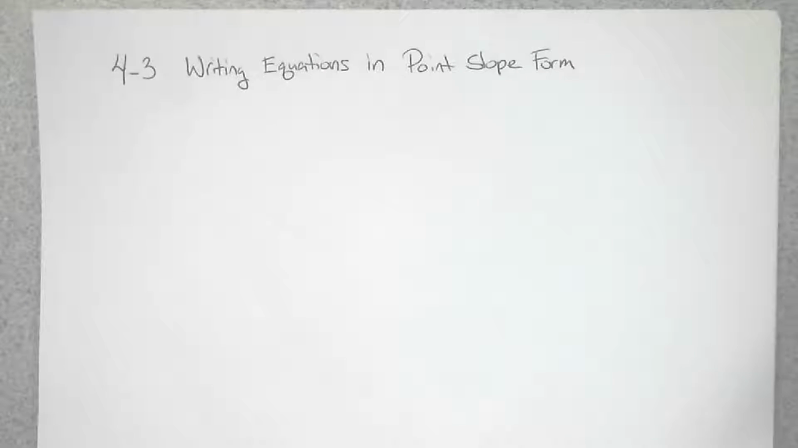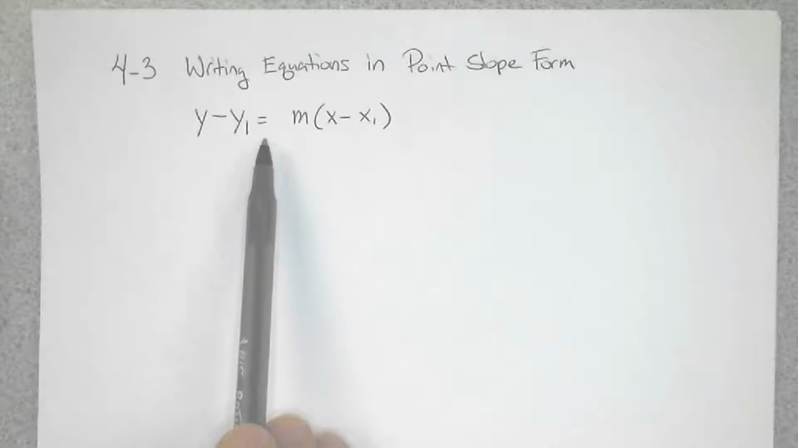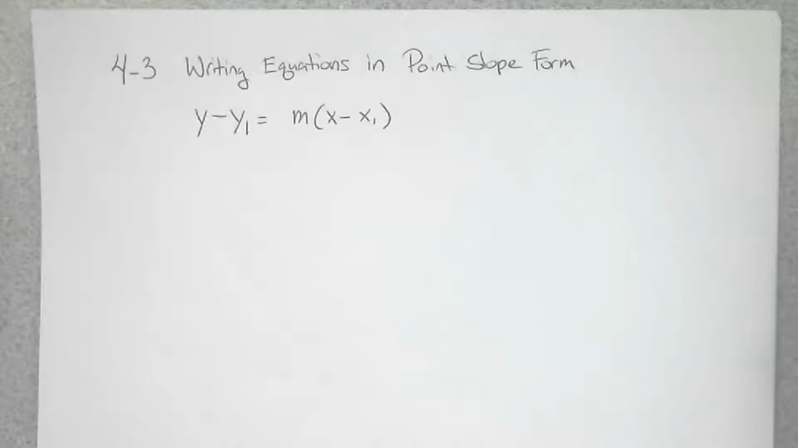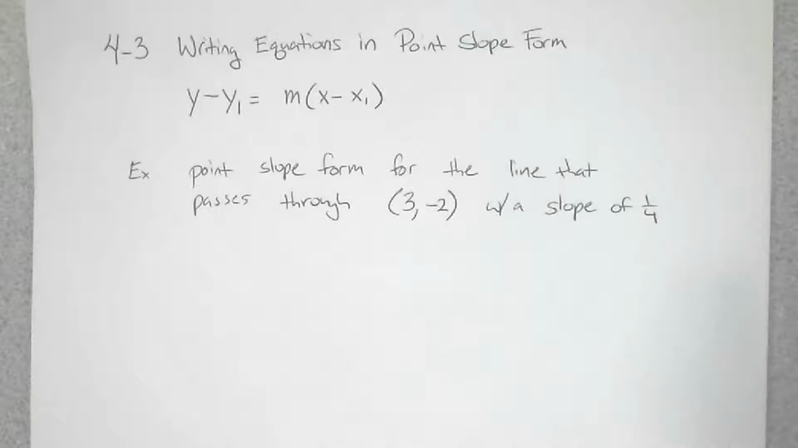3, writing equations in point-slope form. So before we get too far, let's take a look and see what point-slope form actually is. So here we have it: y minus y1 equals the slope times the difference of x and x1. Now, the easiest way to show you what we're going to do here is just to show you with example questions. So let's take a look at a problem.